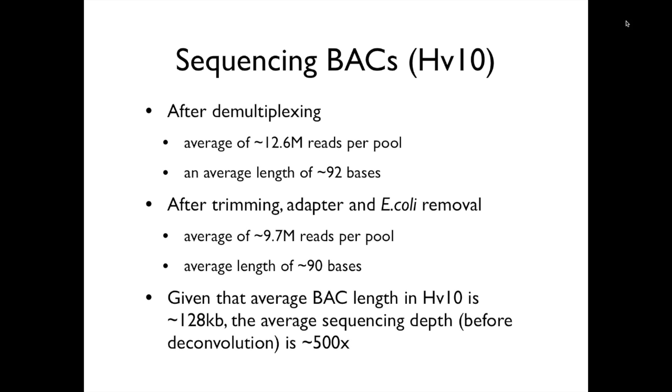Now, a quick back of the envelope calculation would tell us that given that the average BAC length in that particular set is about 128 kilobases, this will give a sequencing depth before the deconvolution of about 500x, which is sufficient to give good assembly of these BACs.